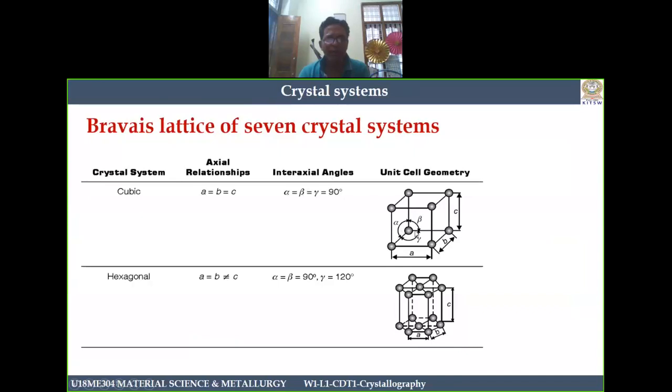So unit cell geometry, you can see A, B, C are same in this, and all angles are same. That is 90 degrees here. You can see this is 90 degrees. Coming to the next system, hexagonal.